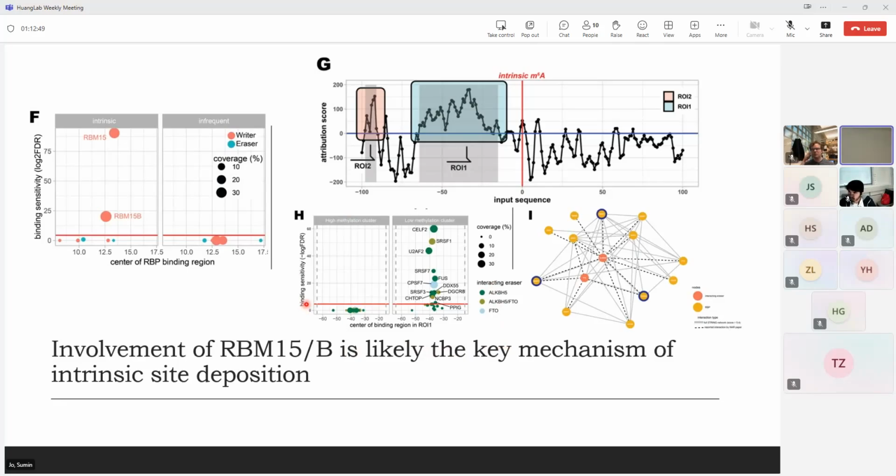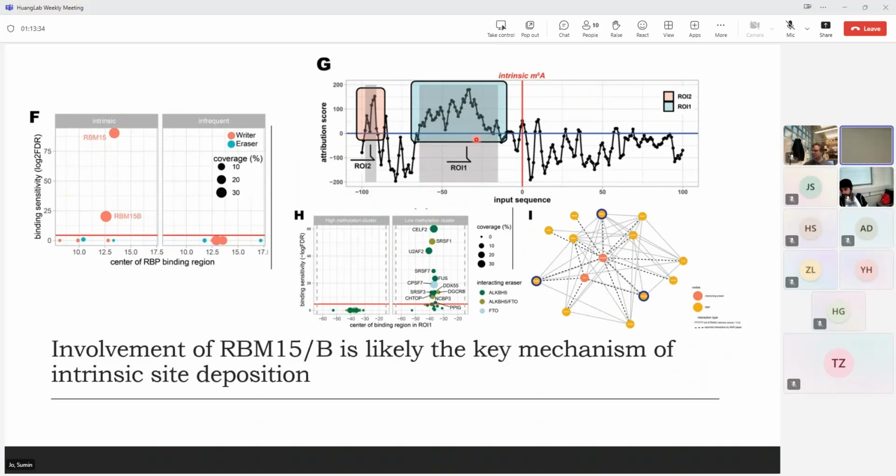So if I add a little bit more before we move on to the sequence, we kind of validated whether the methylation level is associated to RBM15 binding, but there was no association. That means whether intrinsic sites bound by RBM15 and 15B have higher methylation or lower methylation, it was random. So we kind of confirmed that this one is just helping with recruiting the methyltransferase, but not affecting the methylation level. So we tried to figure out which one is affecting the methylation level.